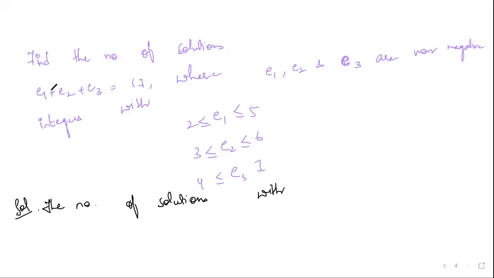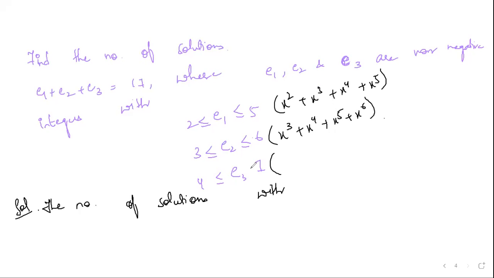Suppose I express E1, E2 and E3 in the following way. E1 lies between 2 and 5, so I can write it as x square plus x cube plus x power 4 plus x power 5. This is how we take generating functions. In a similar way, we represent E1's constraint like this. What about E2? We can write this as x cube plus x power 4 plus x power 5 plus x power 6. And similarly, E3 can be represented as x power 4 plus x power 5 plus x power 6 plus x power 7.